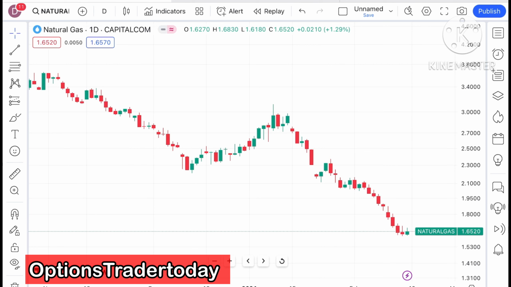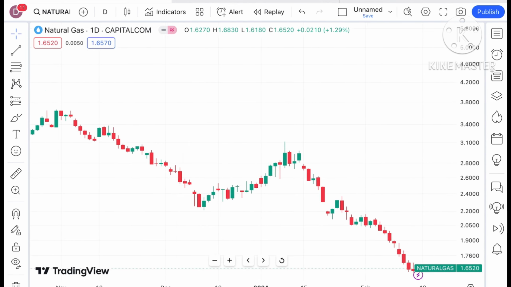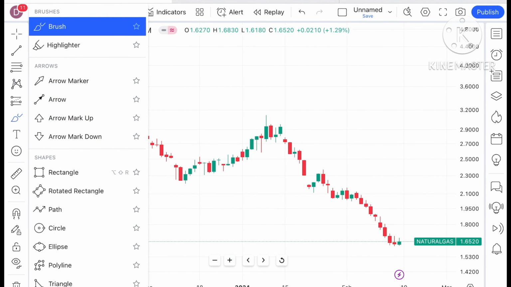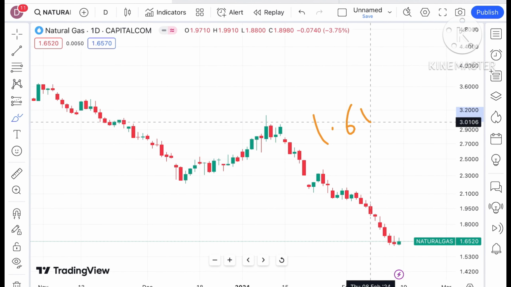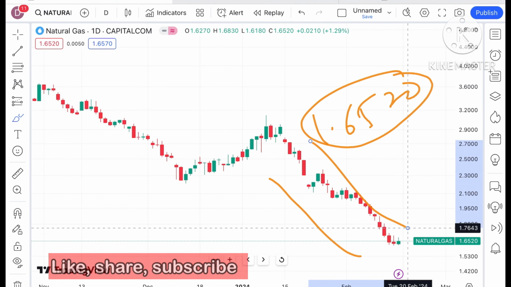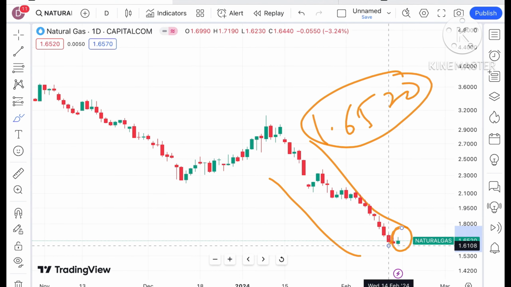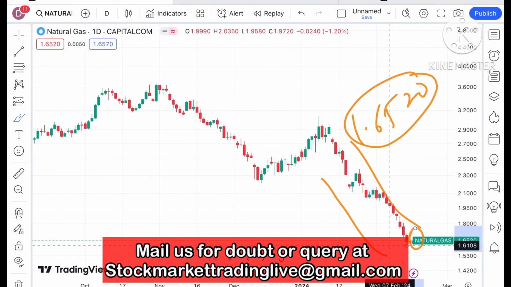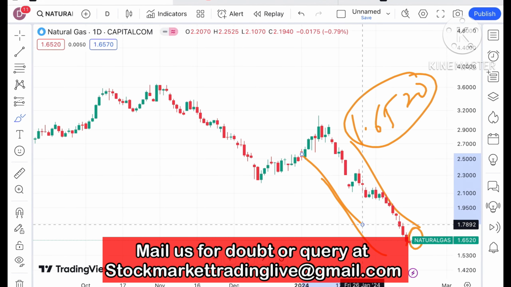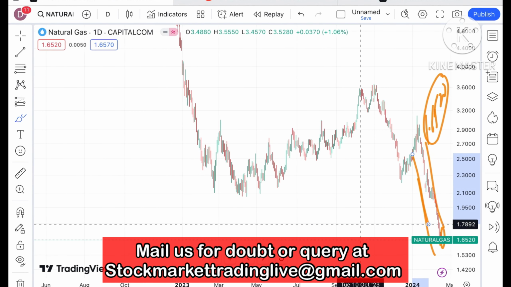So today in this video I'll explain how the price of natural gas has moved and how it can move on Monday. If you look at the chart of natural gas, it is trading at a level of $1.6520, as you can see in this particular chart. There is a continuous downfall in the price of natural gas. Yesterday the price tried to go a little higher, but that is for a particular day only; the overall trend is downside.